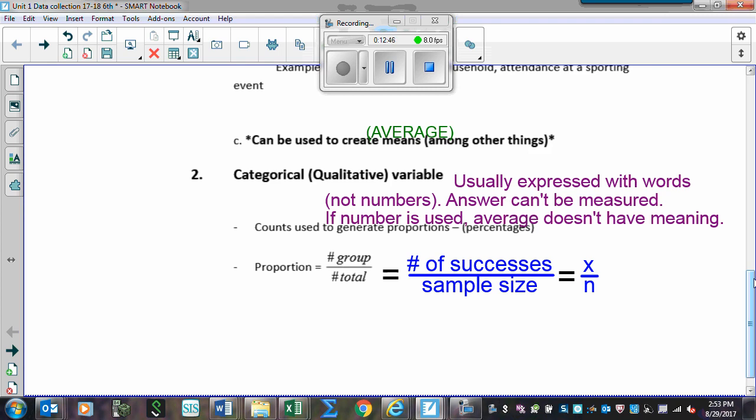So, one more minute, and then we'll call it. In fact, we'll close this up for now.